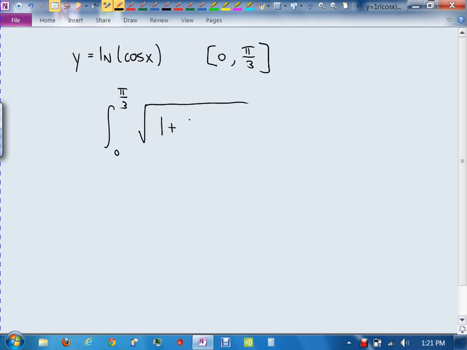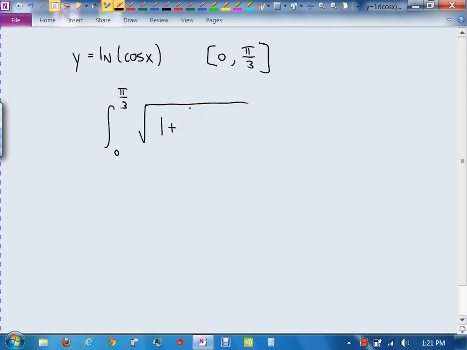y equals natural log cosine x on the interval 0 to pi over 3. Right? So the first thing that you'll do is draw a graph perhaps, if you want to. But since this is a function of x, we have the formula for it, don't we? We're okay to just use the formula? So we'll go integral from 0 to pi over 3. We want the arc length, so the square root of 1 plus the derivative of that, squared.